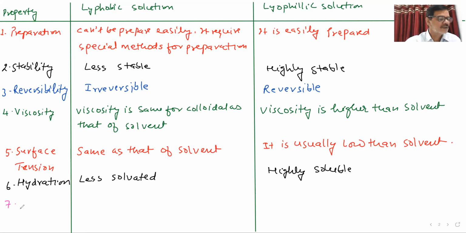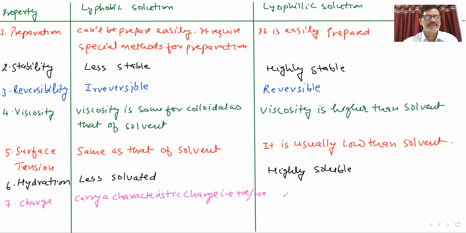Seventh point is charge. It carries a characteristic charge, that is positive or negative. It is neutral or partially charged.